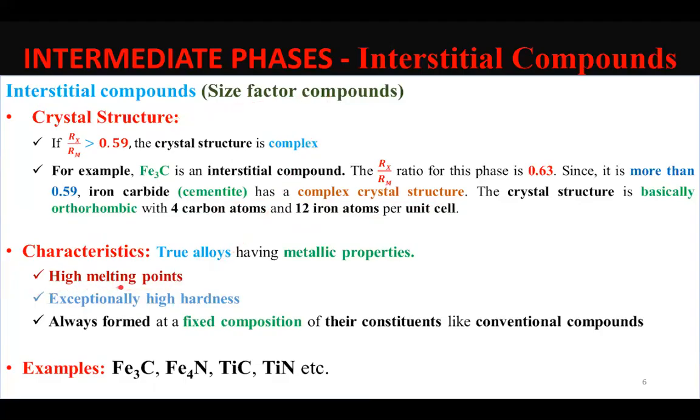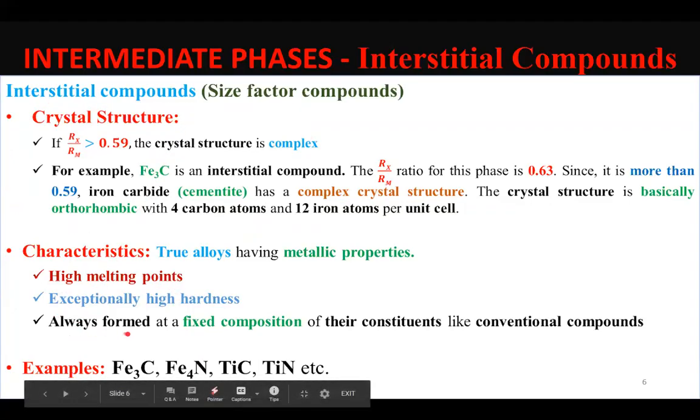You see, they are true alloys and have highly metallic properties. They have got high melting points. The main characteristic of interstitial compounds is that they have got very high values of hardness. So all cutting tool tips, titanium nitride, titanium tungsten carbide, which are used as tool tips because they have to do cutting at very high speeds, so they must possess very high hardness. All those compounds are nothing but interstitial compounds.